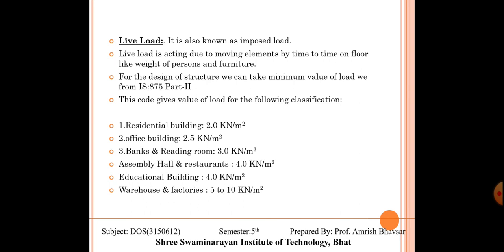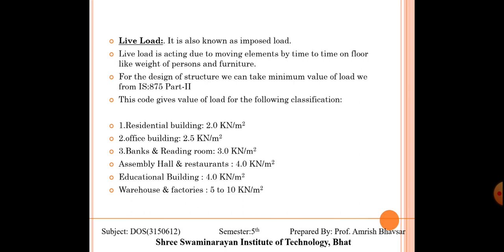For designing the structure, we can take the minimum value of this live load from IS 875 part 2. In part 1 there is dead load, and part 2 is for live load, meaning imposed load. This code gives us the value of load for the following classification. Live load or imposed load may change with the purpose of the building. First one, residential building. We are all aware of the residential building.